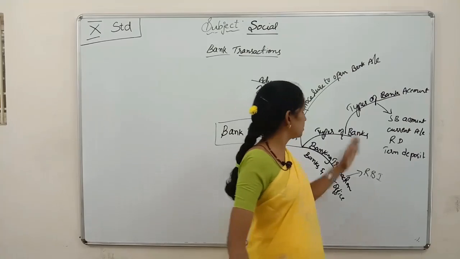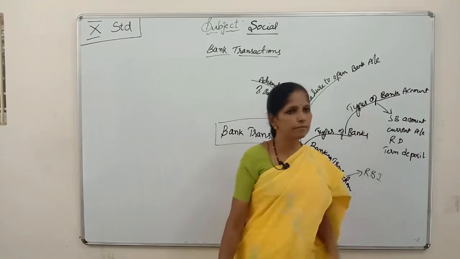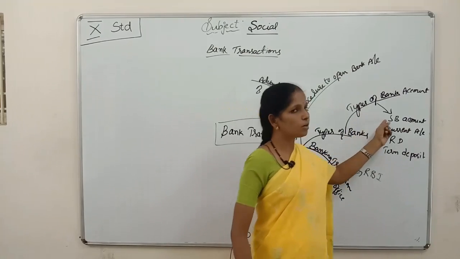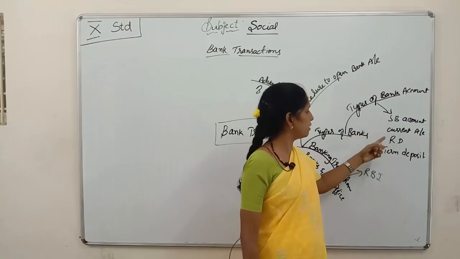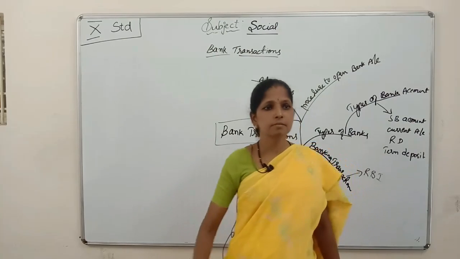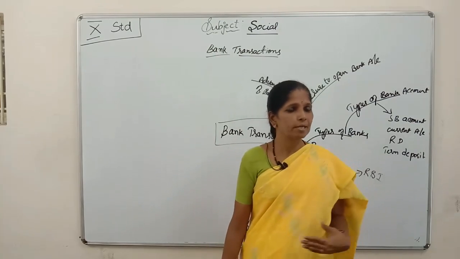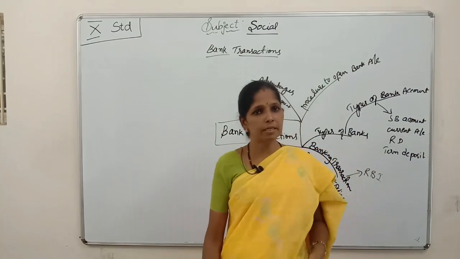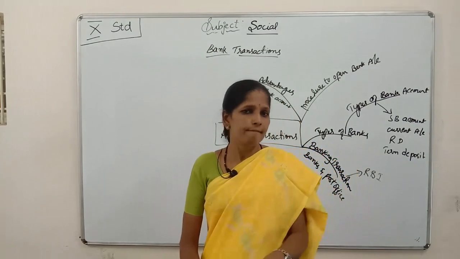Now moving towards types of bank accounts. Here we can see savings bank account is there, current account is there, recurring deposit is there, and term deposit is there. These 4 kinds of accounts can be opened in a bank according to your facility.